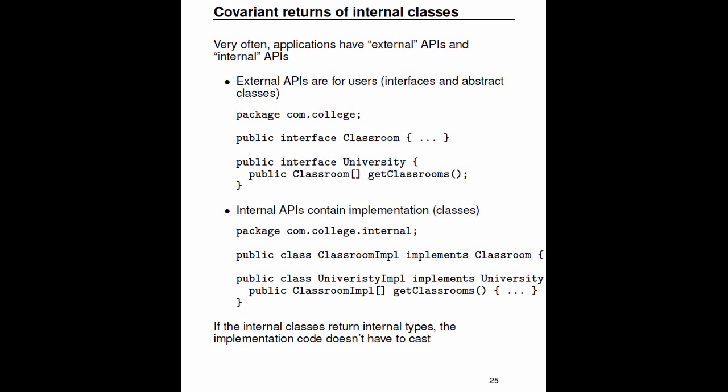So your internal code only has to deal with the internal APIs. And so this means that you don't have to cast as much, and so that you can be more explicit about what's available. Where your external code can just be happy programming to the interface, uses all the abstract stuff. It doesn't care about the implementation classes. It can just use the externally facing one.